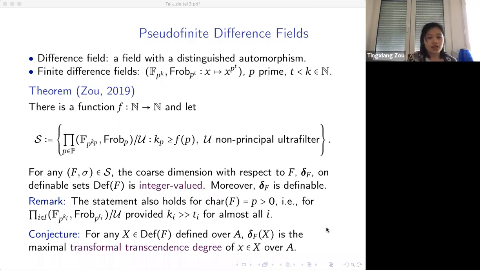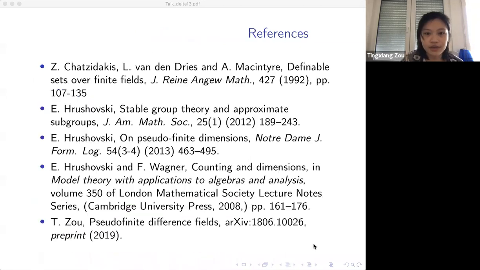So in the ultraproduct, the coarse dimension behaves well, it's integer valued and it's definable. And there is a conjecture that this coarse dimension is also a well-known algebraic dimension that is natural for difference fields, which is called transformal transcendence degree. Maybe it's hard to prove. I should say the conjecture is not known even for X quantifier free. Maybe it's not true for all definable sets, but I think it's true for quantifier-free sets. And that's my talk. Thank you.